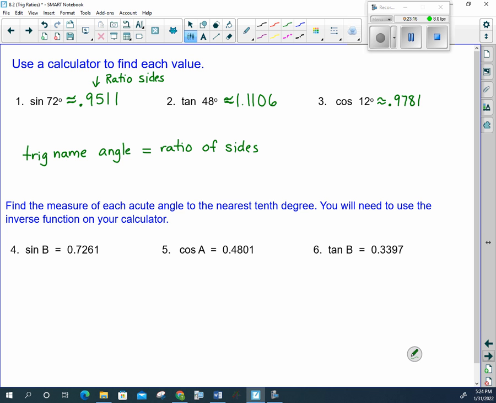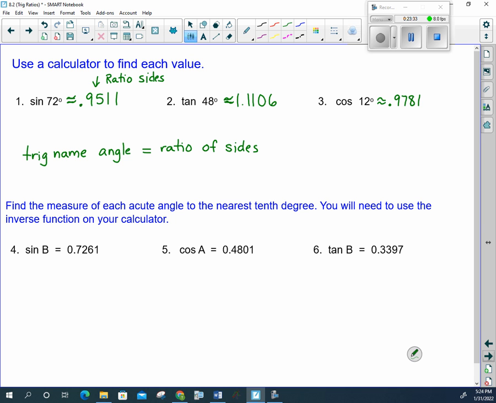So remember, that's your ratio of your sides. So cosine of 12 is 0.9781. That's the ratio of the two sides. If I knew what the lengths were, they would just always divide down. At 12 degrees, they always divide down to about 0.9781.